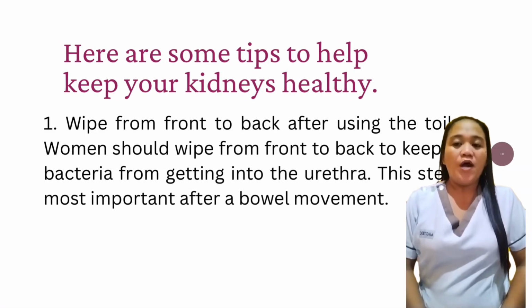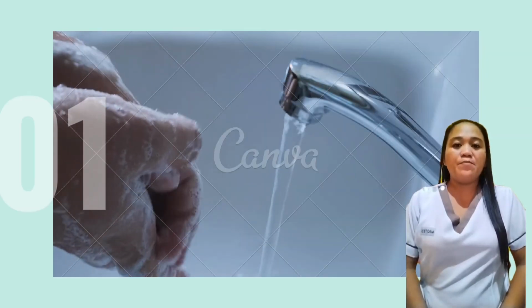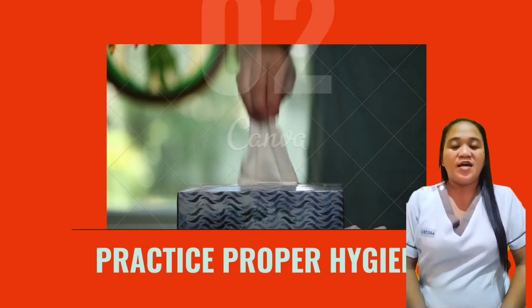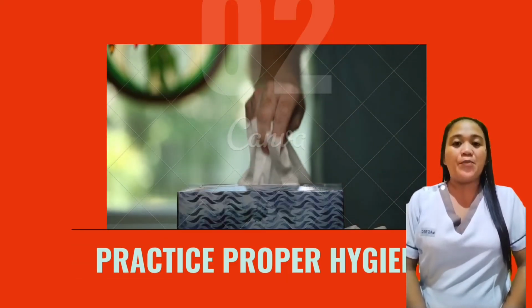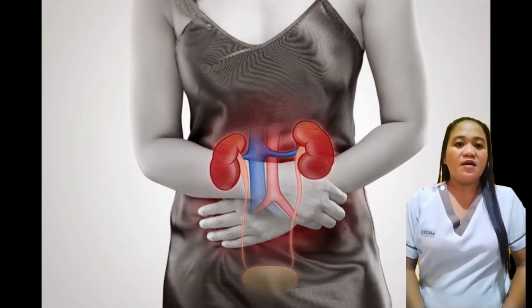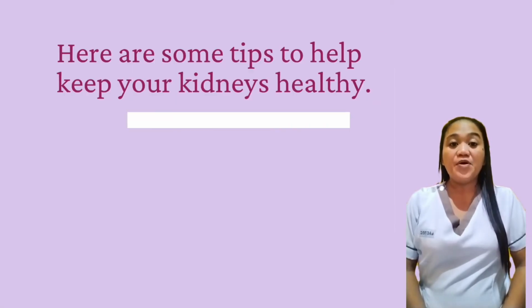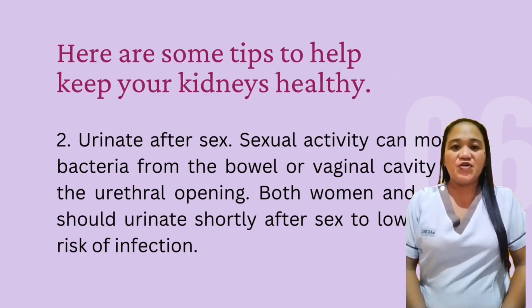Number 1, wipe from front to back after using the toilet. Women should wipe from front to back to keep the gut bacteria from getting into the urethra. This step is most important after a bowel movement. This prevents the transmission of bacteria and goes a long way in preventing UTI or an itchy and uncomfortable bum.